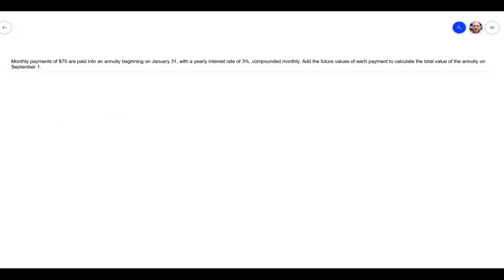So what they want us to do is take a look at each month's payment and add them up and see what the value of that annuity is going to be on September 1st. So we're going to have 8 months' worth of payments. That's going to be January through August. And let's take a look at that.